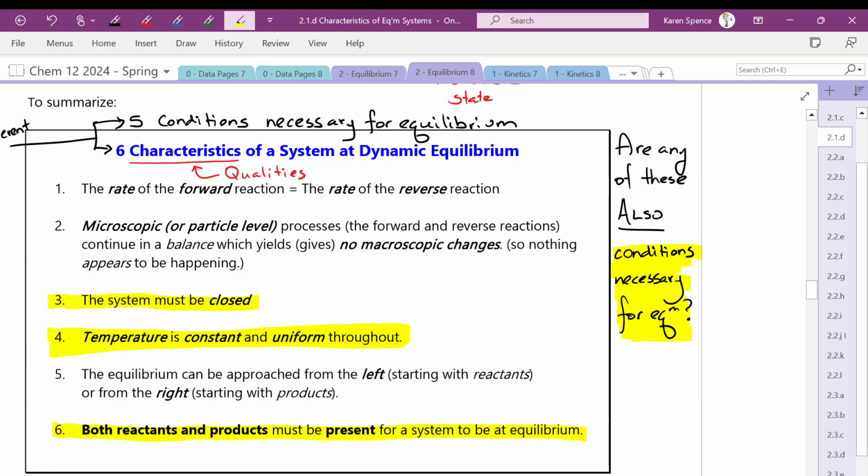All right, and let's see, what are the other ones? That's 1, 2, 3. The first one, yes, the forward rate and the reverse rate have to be equal. And I know this one seems redundant because we've already said there's a forward and reverse rate, but the 5th one, so this would be like number 1, 2, 3, 4. The 5th one, which would be conditions necessary for an equilibrium, would be that it must be a reversible reaction.